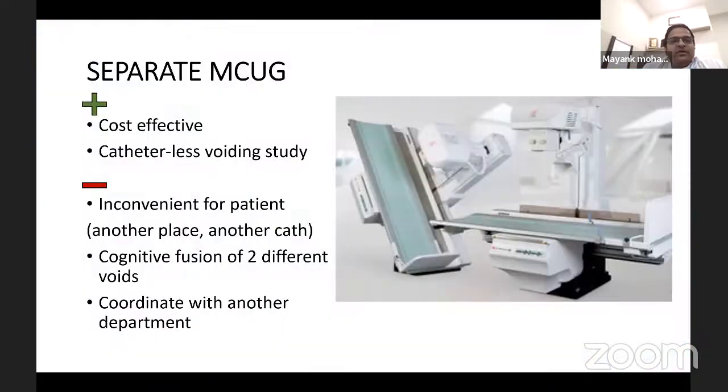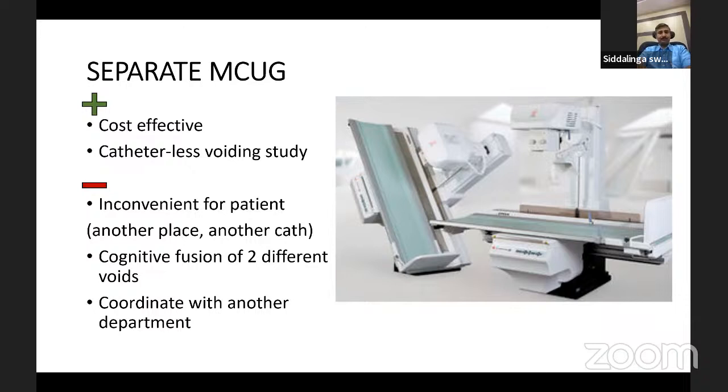Now, if you don't have a video urodynamics, which most of us don't, and I believe that it is okay, we can always plan for a separately done MCUG, VCUG in a radiology suite, because most of the big hospitals will have either a fluoroscopy machine, or you will have some coordination with some radiology center. It will be a more cost-effective thing. And another added advantage would be that it is a catheter-less voiding study, which you will have to corroborate with your urodynamics finding.